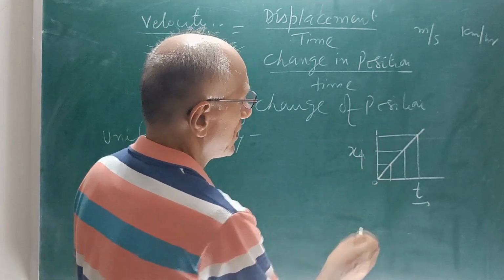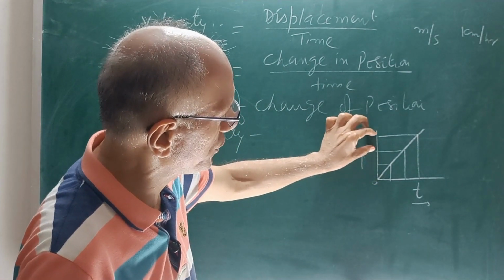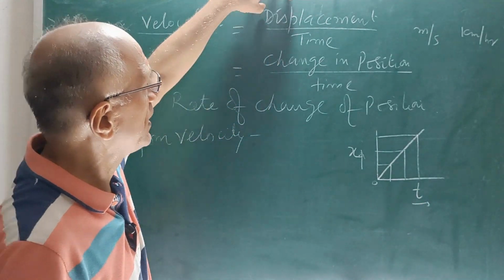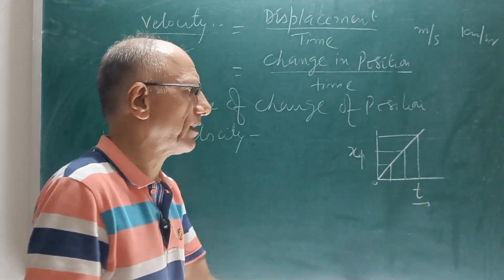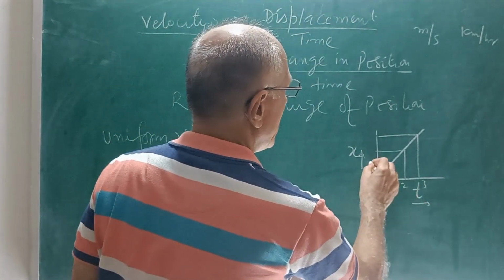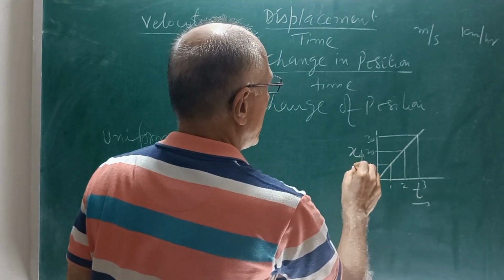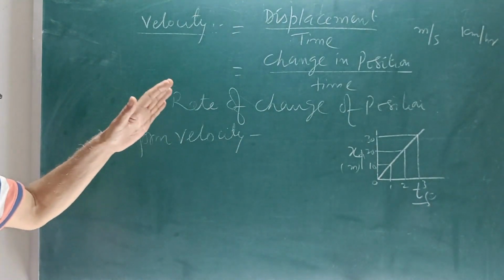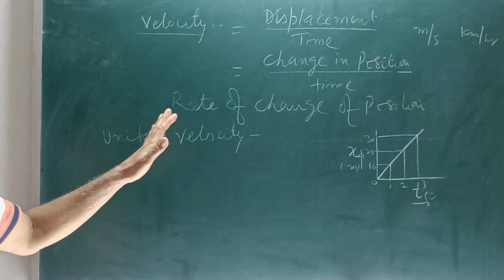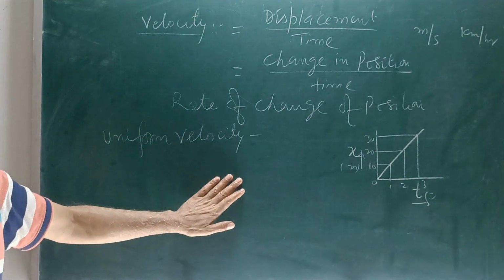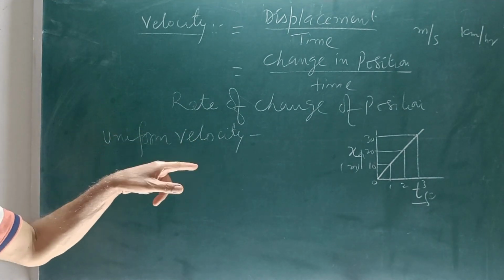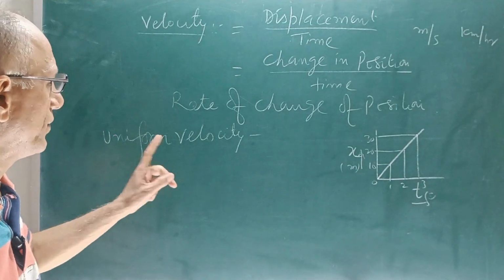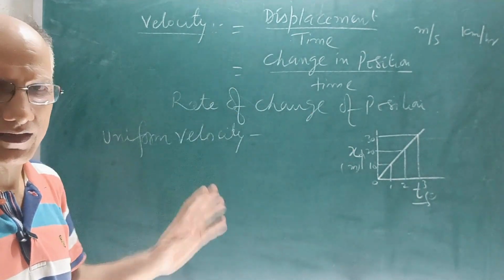So the body is having equal change in position in equal intervals of time, that means the body is having equal displacement in equal intervals of time. It is 1, 2, 3, it is 10, 20, 30, and it is in meters, this is in seconds. So, in a similar fashion as in the case of speed, where the distance-time graph was a straight line for uniform speed, here the position-time graph for uniform velocity is a straight line.